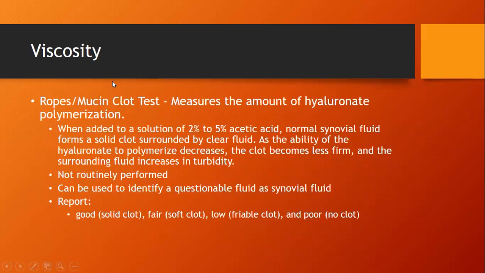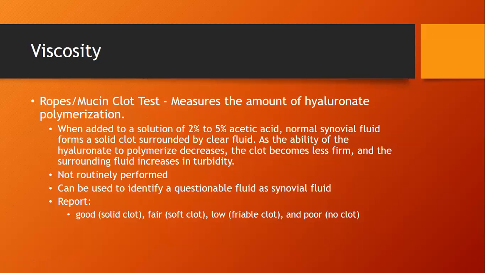I've mentioned already that a test to measure the amount of hyaluronic acid or hyaluronic polymerization is what we call the mucin clot test or Ropes test. You add 2 to 5% acetic acid, and normally when acetic acid is added to hyaluronic acid, it causes polymerization, thus forming a solid clot surrounded by a clear fluid.